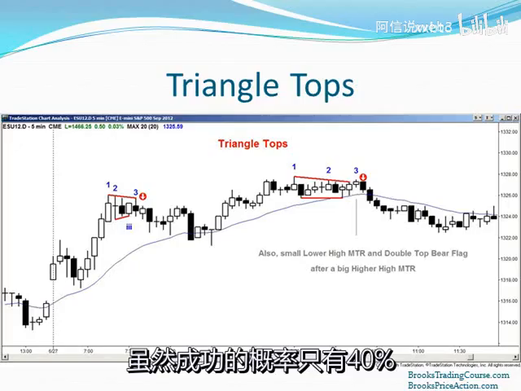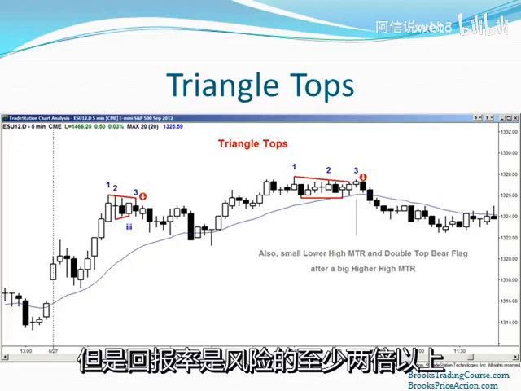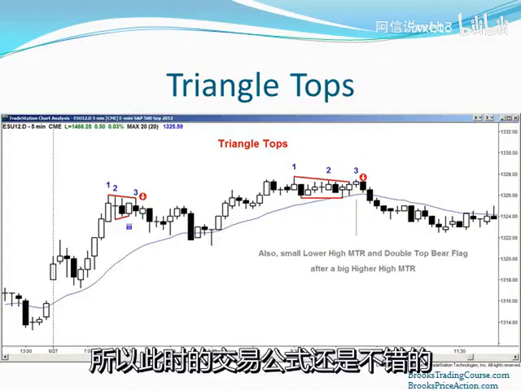Even if the probability is only 40%, the reward is at least twice the size of the risk, and that gives it a favorable trader's equation.